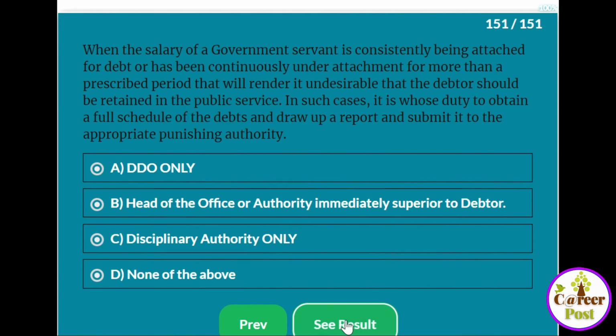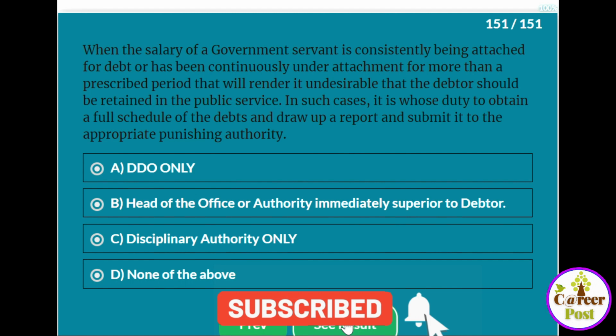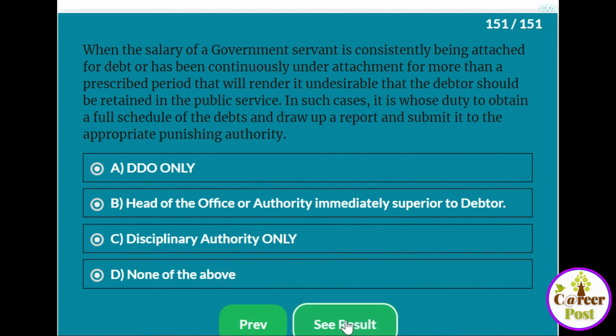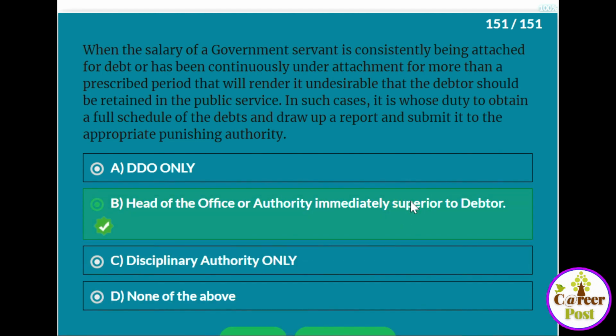When the salary of a government servant is consistently being attached for a debt or has been continuously under attachment for more than the prescribed period, that will render it undesirable that the debtor should be retained in public service. In such cases, whose duty is it to obtain a full schedule of debts and draw up a report and submit it to the appropriate punishing authority? Is it the DDO only, the head of the office or authority immediately superior to the debtor, the disciplinary authority only, or none of the above? It is the head of the office or the authority immediately superior to the debtor.